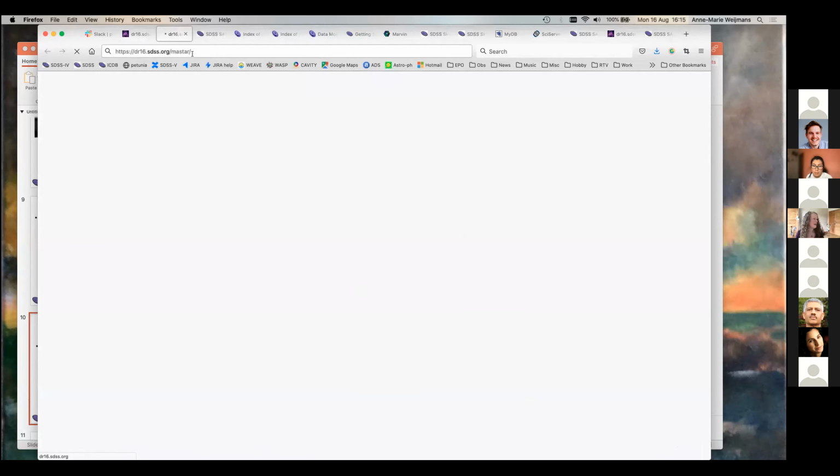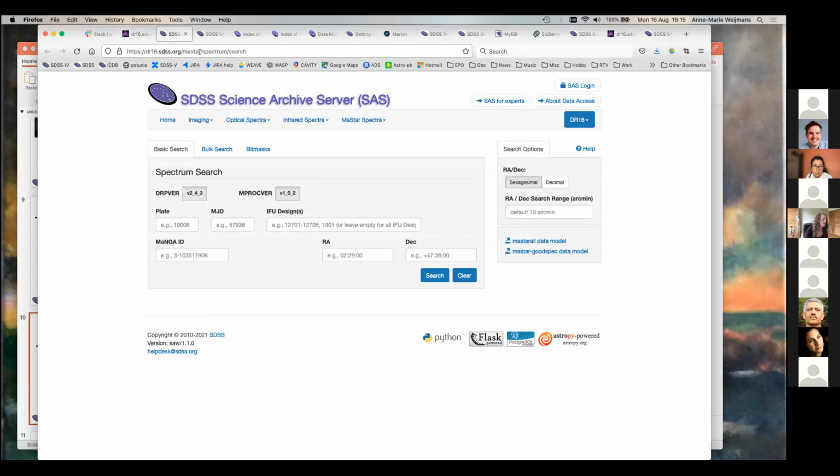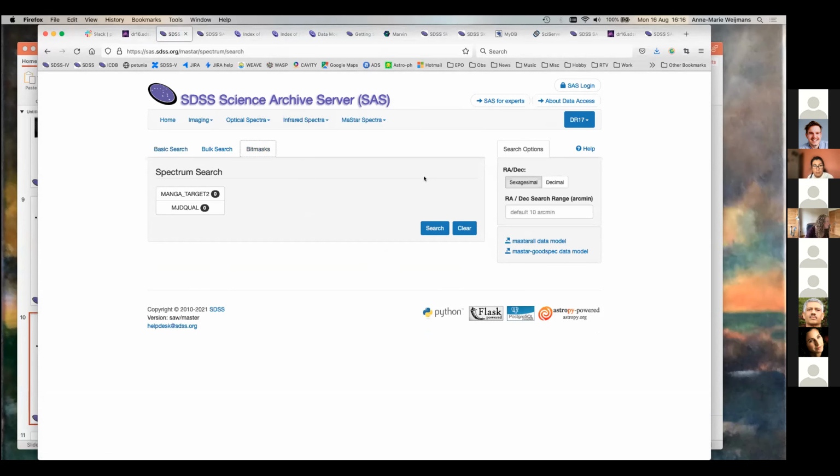And I really want to show you master, because if you are a Sloan 4 member, you can push this button here, which will ask you for a password, but I logged in earlier already because I was prepared, and the DR17 spectra are there already. And I'm now going to show you something slightly different, because again, I also am not really into master.